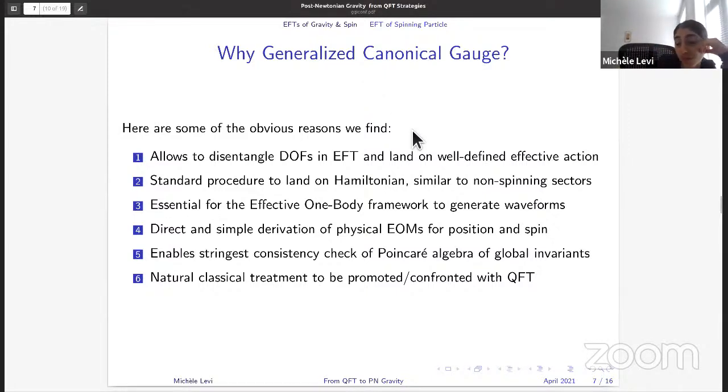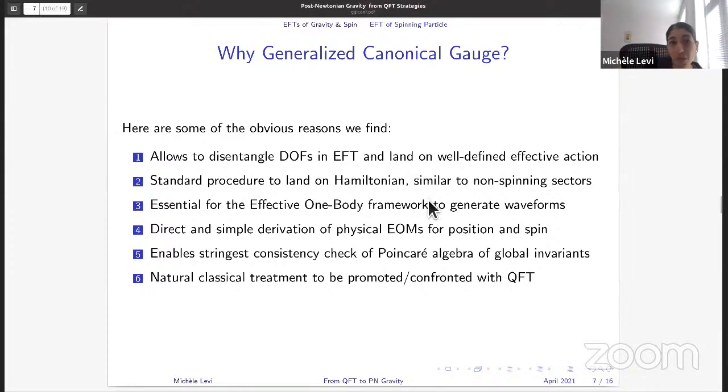And here are some of the obvious reasons that we find to use it. Why use it? Because we always want gauge invariant quantities and observable quantities, but there are clear advantages to specifically using this gauge in this formalism. Specifically, as we show in our work, this allows us to disentangle these degrees of freedom. This is in fact the only choice that we could see that allows to disentangle degrees of freedom in an EFT treatment and land on a well-defined effective action.